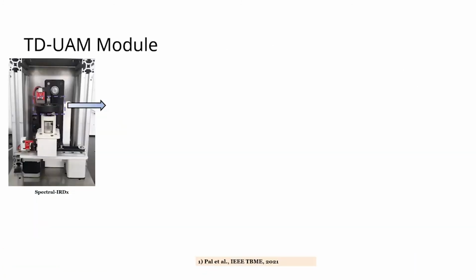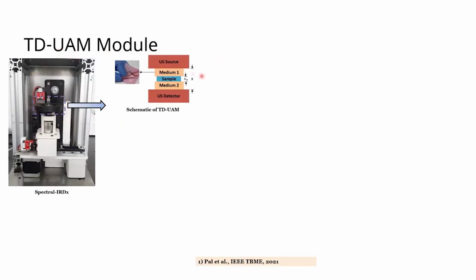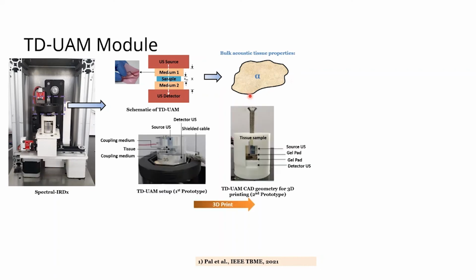The second system that we proposed was a time domain ultrasound acoustic measurement module. Over here we can observe the ultrasound source, and this is the ultrasound detector, and then there is a coupling medium to reduce the impedance mismatch between the transducer and the tissue sample. With this we can quantify the acoustic tissue properties, acoustic attenuation for example. So this is the first prototype that you can see over here.